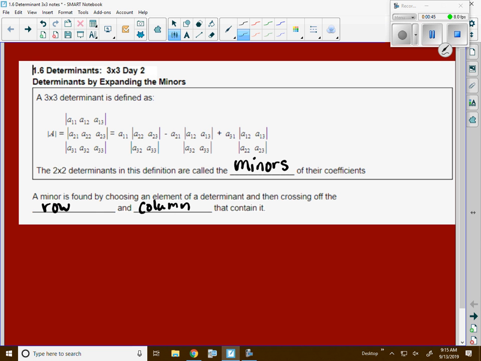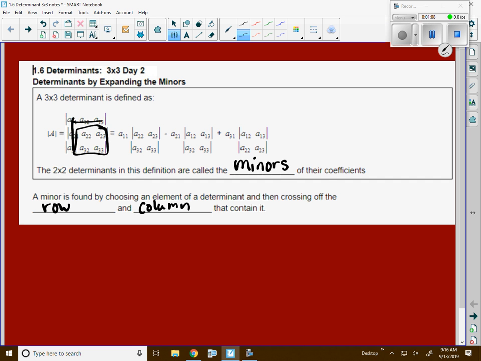So, for example, if I choose entry A11 right here, I'm going to cross off the row and the column that have to do with A11. And you'll see what remains. It's a 2 by 2. So that is a minor. So that 2 by 2 is considered a minor. You with me on that so far?